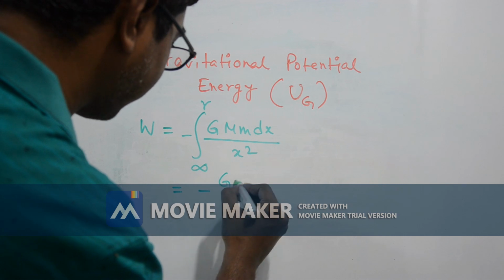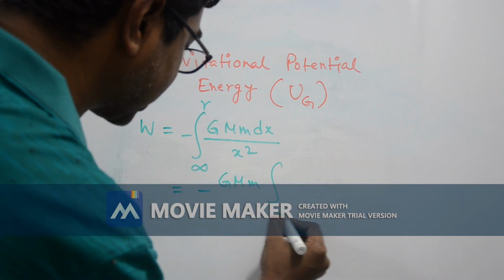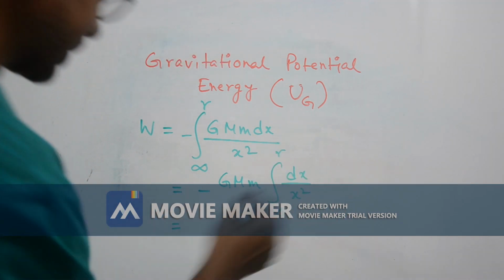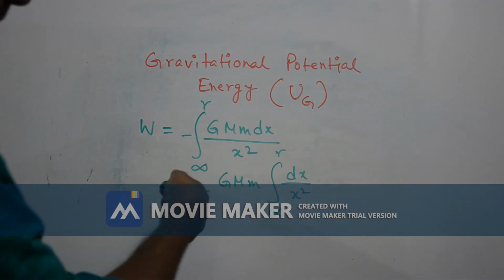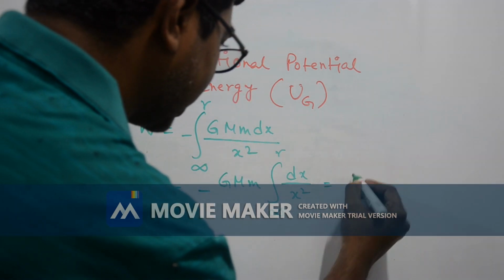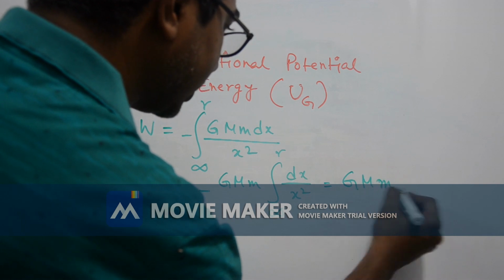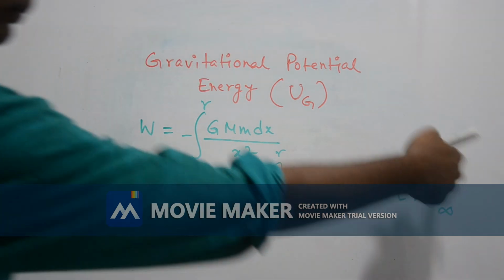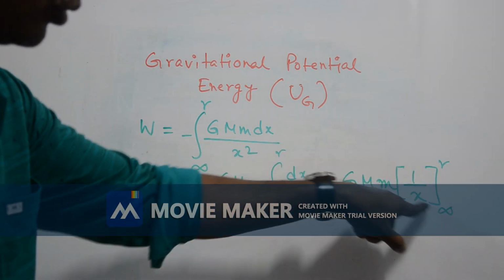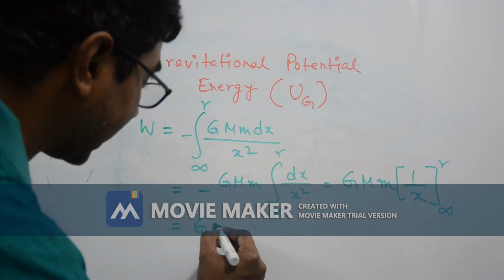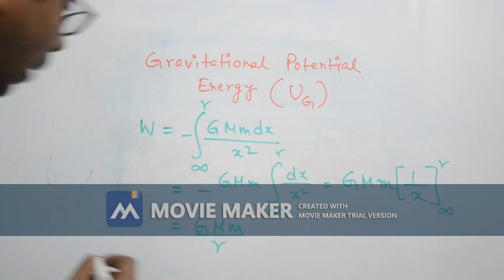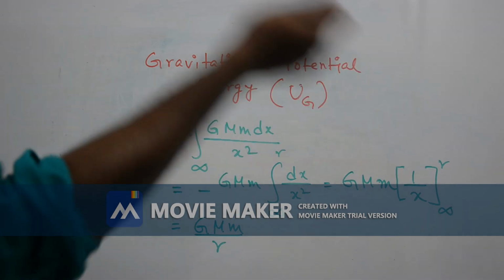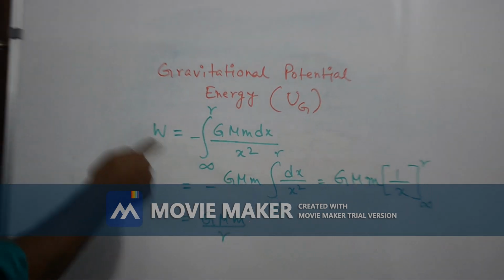So minus GMm will go in front. We have the integration from infinity to R of dx by x square. If we integrate that, it will be minus 1 by x, and the minus and minus will cancel. What remains is 1 by x from infinity to R. If we take the proper limits, it's 1 by R, and if we put infinity, it becomes 0. So it's basically GMm by R. The work done in taking the particle from infinity to the distance R with the gravitational force, this is the work done.